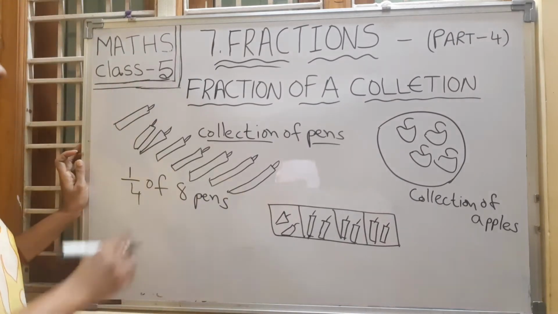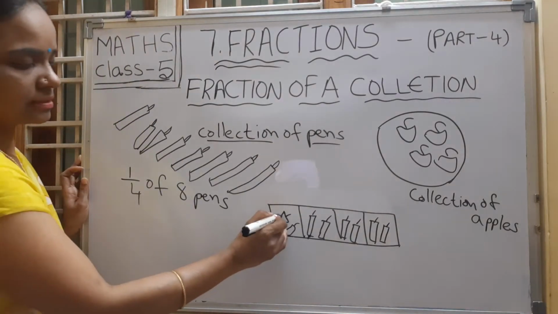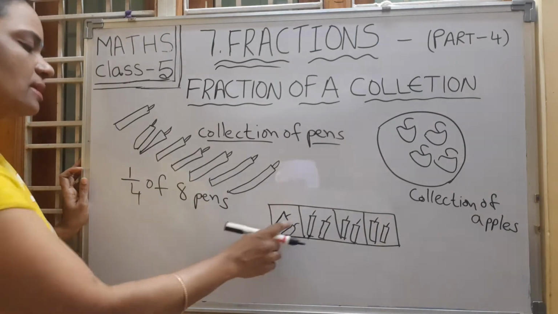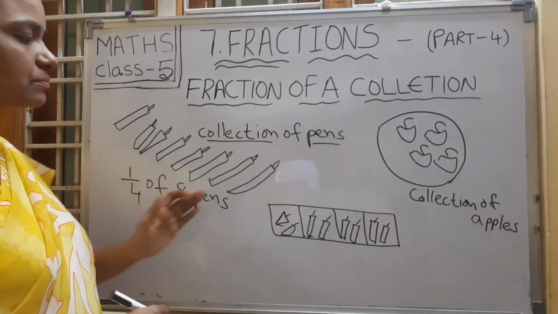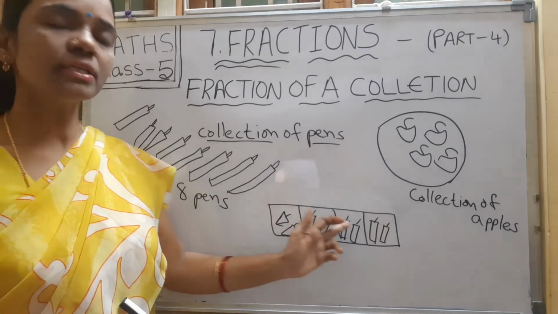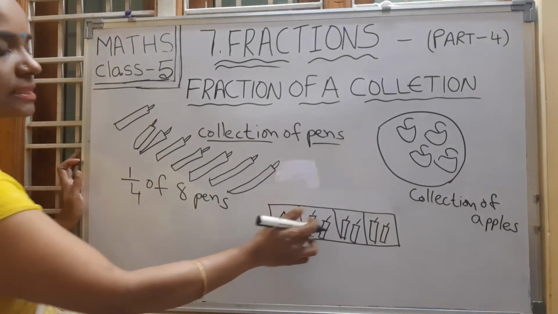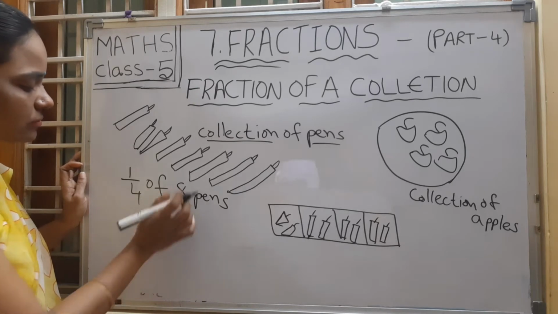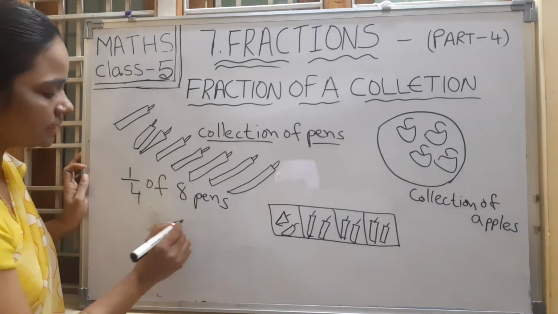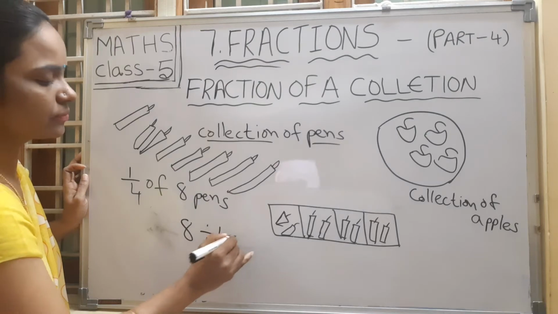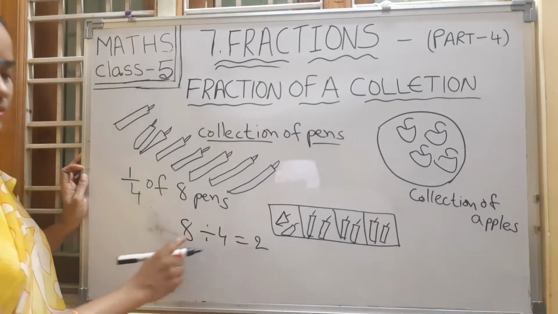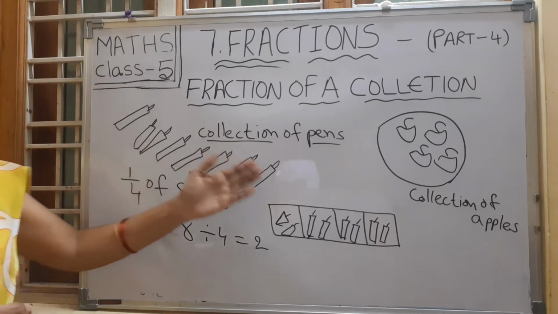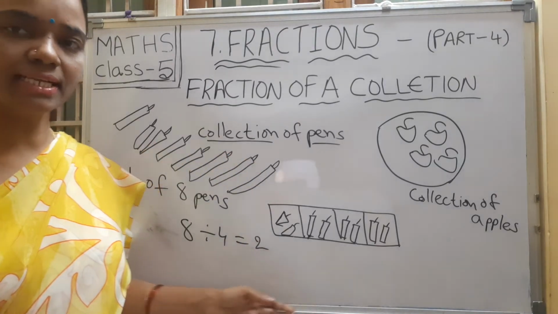Okay, children. So here each group got how many pens, children? 2 pens. So take 4 equal groups and each group got 2 pens. Equally shared means nothing but division. So what we have to do? This is nothing but 8 divided by 4. What is the answer? 2. 4 2s are 8. So for a collection of pens, we are taking the division.